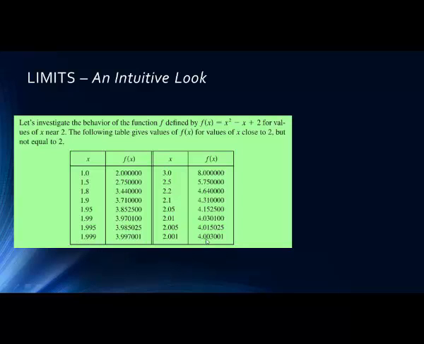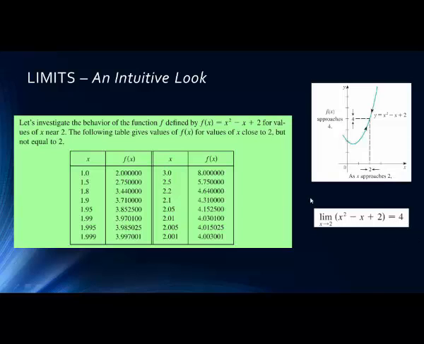So we can see that as we're getting closer and closer to 2, the number's getting closer and closer to 4. And the way we would write this is we'd say the limit as x goes to 2 of x squared minus x plus 2 equals 4. Here's a graph of that function, and we can see that as we are approaching 2, y is getting closer and closer to 4. And in this case, it actually is the actual functional value, and that's because this curve is what's called continuous, meaning that we could draw this whole curve without lifting our pencil off of the paper, and we're going to talk about that in a minute.